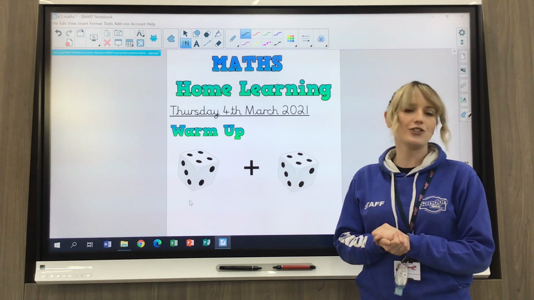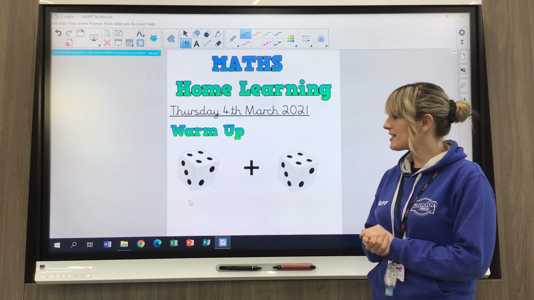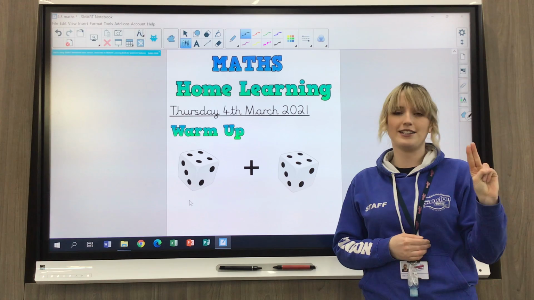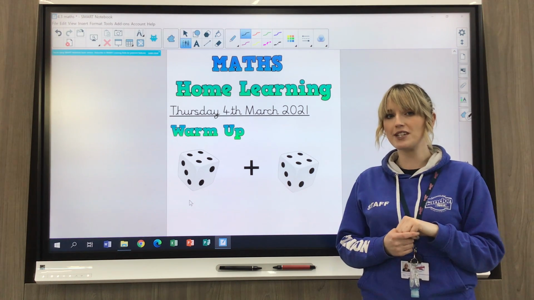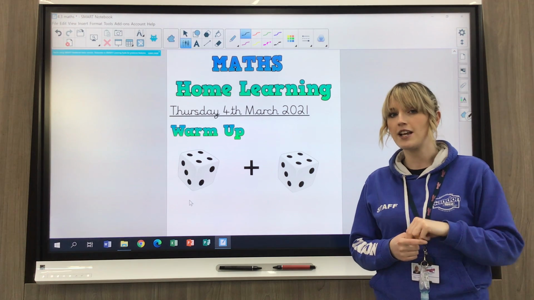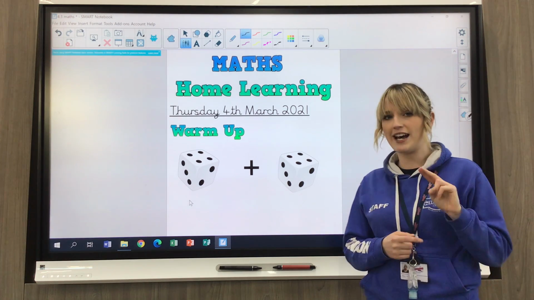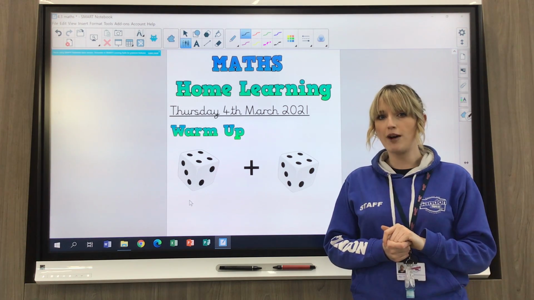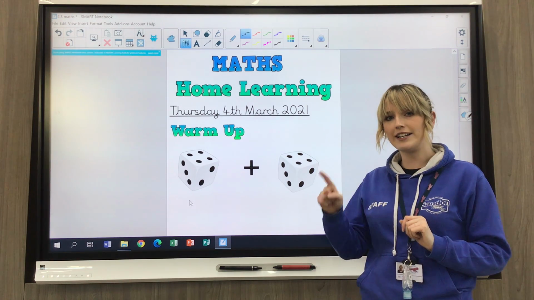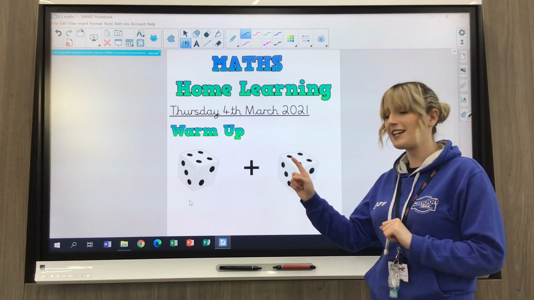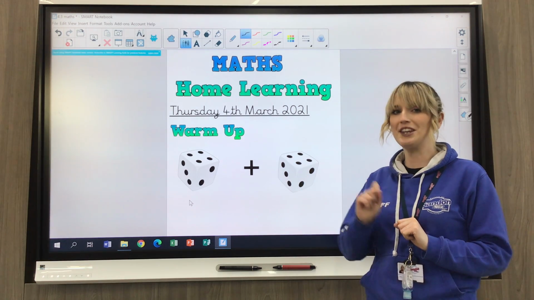Now, you need your dice again. So today, you'll need 2 dice. So have a little look around your house, maybe inside some board games or in your toy box to see if you can find 2 dice. Not to worry if you can't, because if you go onto Google and type in online dice, you can access dice on there and you can roll online.